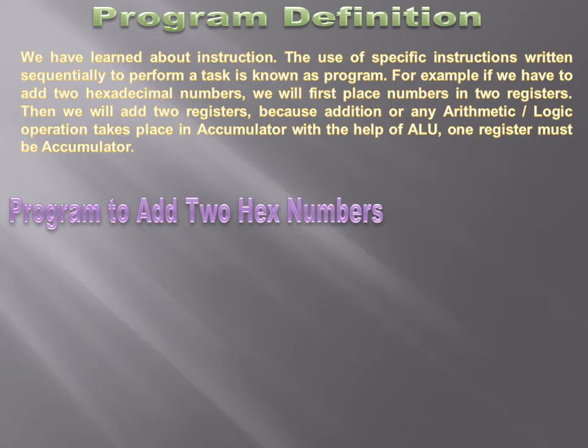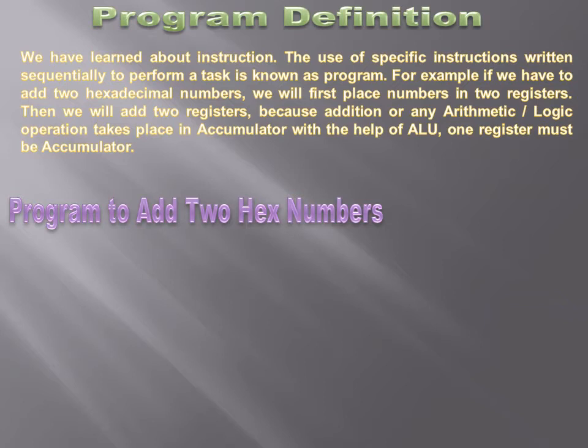We have learned about instruction. The use of specific instructions written sequentially to perform a task is known as a program. For example, if we have to add two hexadecimal numbers, we'll first place them in two registers. Then we'll add the two registers, because addition or any arithmetic logic operation takes place in the accumulator with the help of the ALU. One register for the process of addition must be the accumulator.